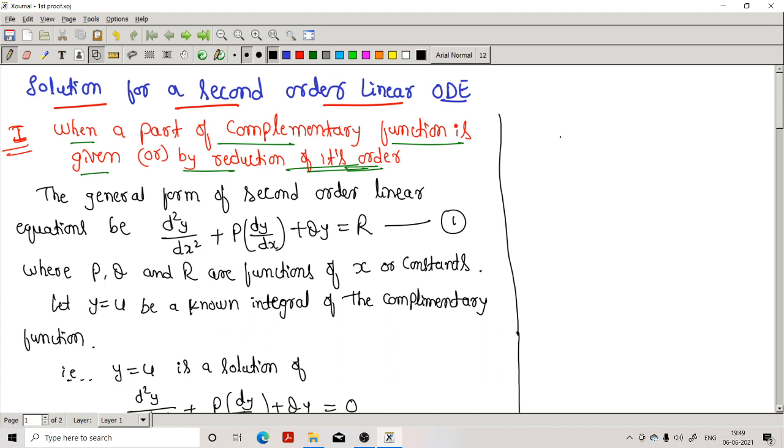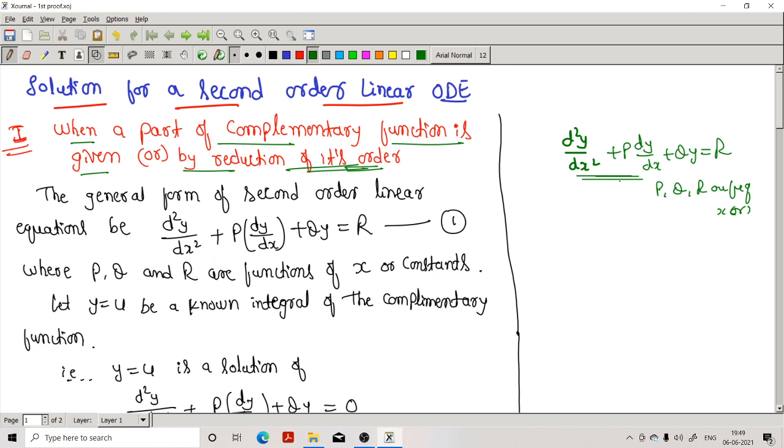Firstly, a second order ordinary differential equation looks like d square y by dx square plus p into dy by dx plus q of y is equal to r. This is a general representation of a second order linear ordinary differential equation. Okay, what do P, Q, R mean? P, Q, R are functions of x or maybe constants. So the general form of a second order linear differential equation looks like this.